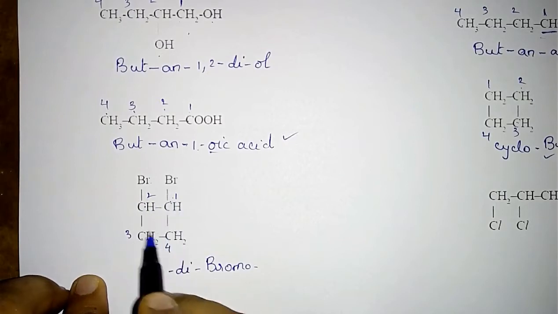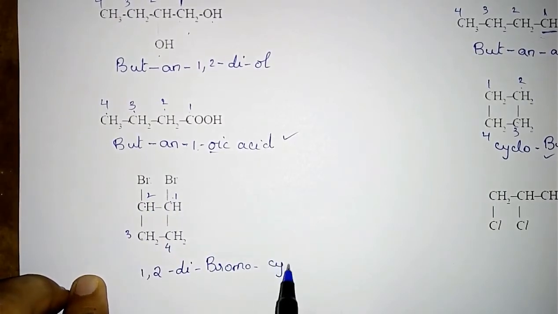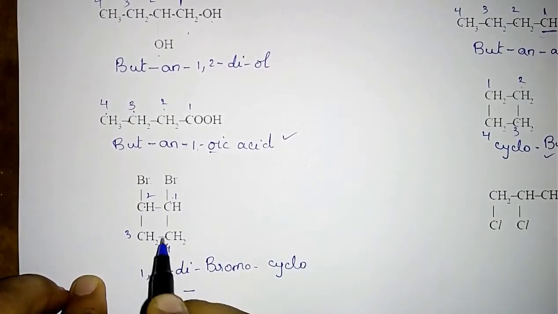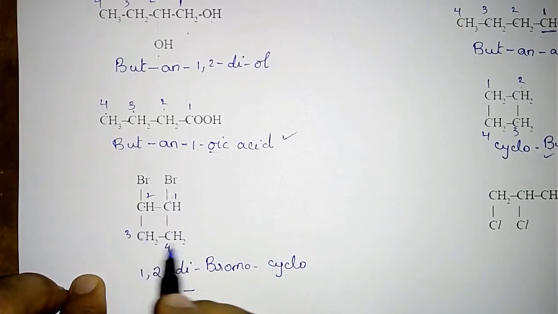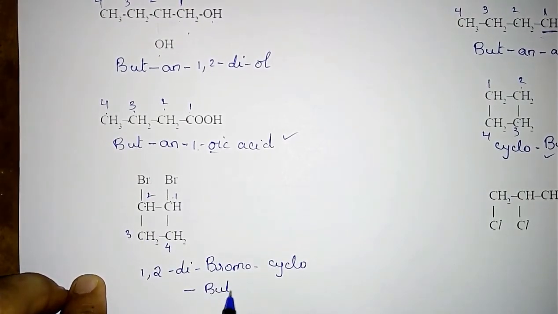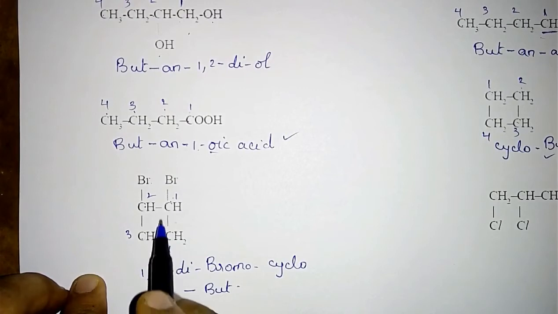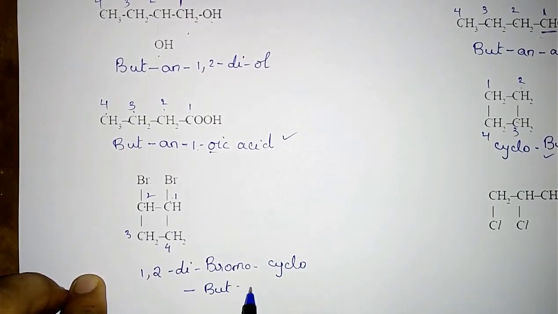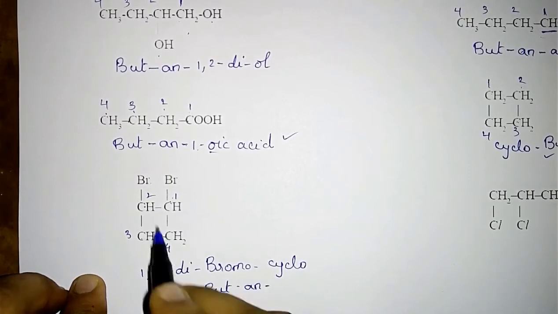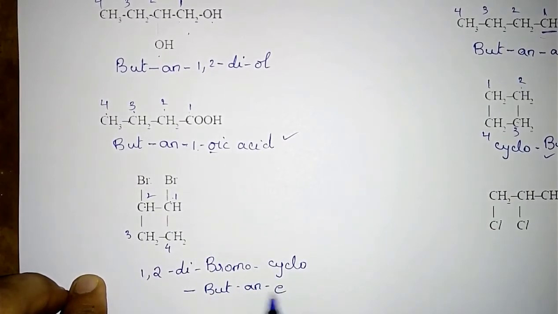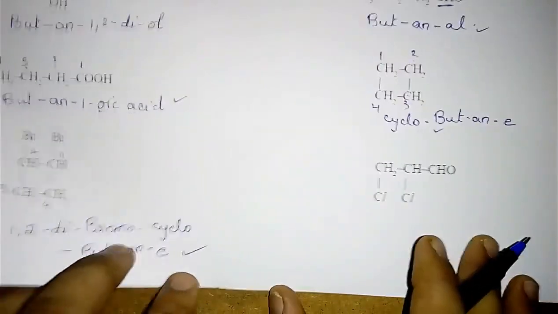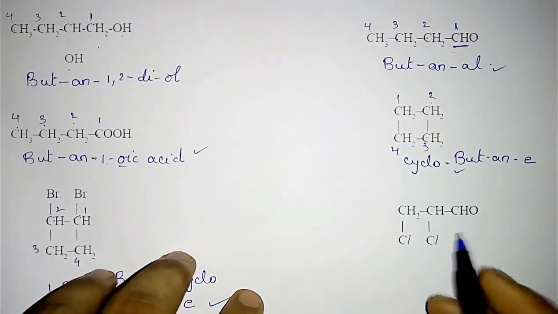Before that, it is a cyclic compound, so what will you write? Cyclo-, then methane, ethane, propane, butane, so "but". After "but", what is the next step? Is any unsaturated compound there? Any double bond or triple bond? Not there, so you will write "an". Any functional group there? Not there, you just write "e". 1,2-dibromocyclobutane. That is the name of the compound. Understood? Let's see the next one.